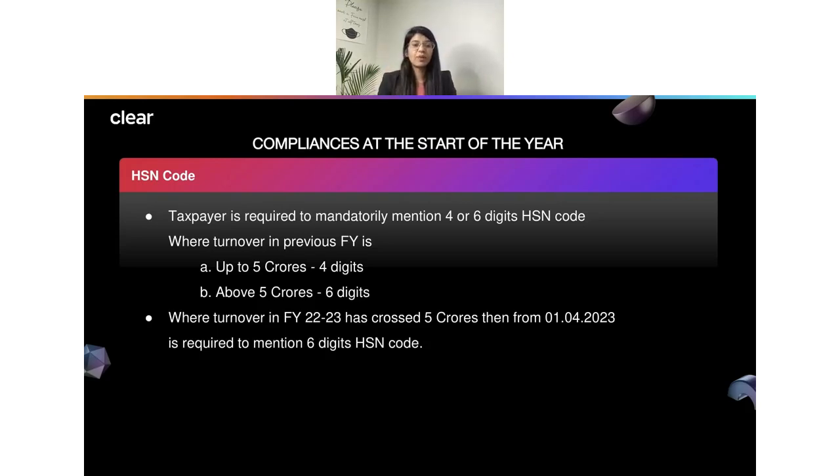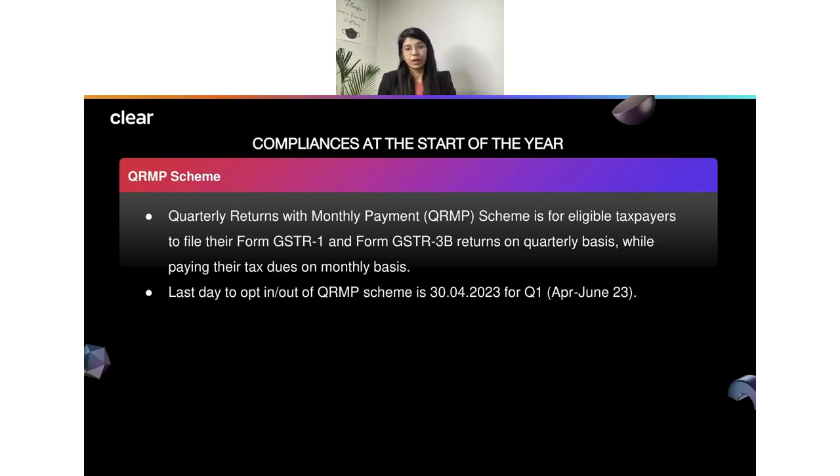Then the next important point is about the QRMP scheme. We all know that the QRMP scheme is nothing but a quarterly return monthly payment scheme, and it is applicable in case your turnover is up to 5 crore, right? So whenever your turnover is up to 5 crore, you can always opt for this scheme. In this scheme, the government says that you have to file your GSTR-1 as well as your GSTR-3B on a quarterly basis, though the payment has to be done on a monthly basis, right? That is what they have to do.